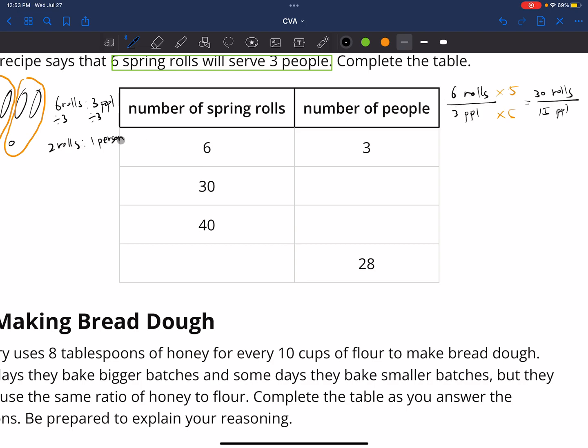Which makes sense, right? If 1 person gets 2 rolls, each person gets 2 rolls, then if there were 30 rolls, you halve that number, and that'll give you the number of people. So 15 people, like I said right here.